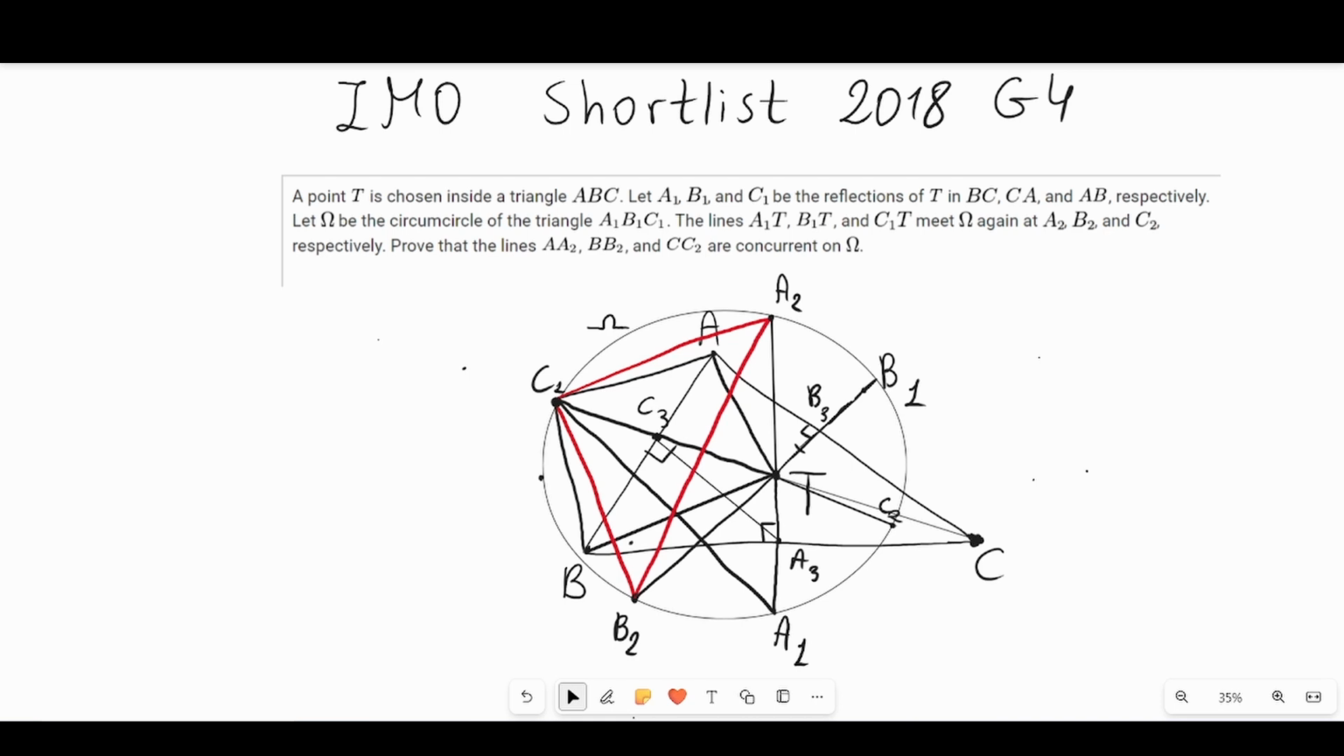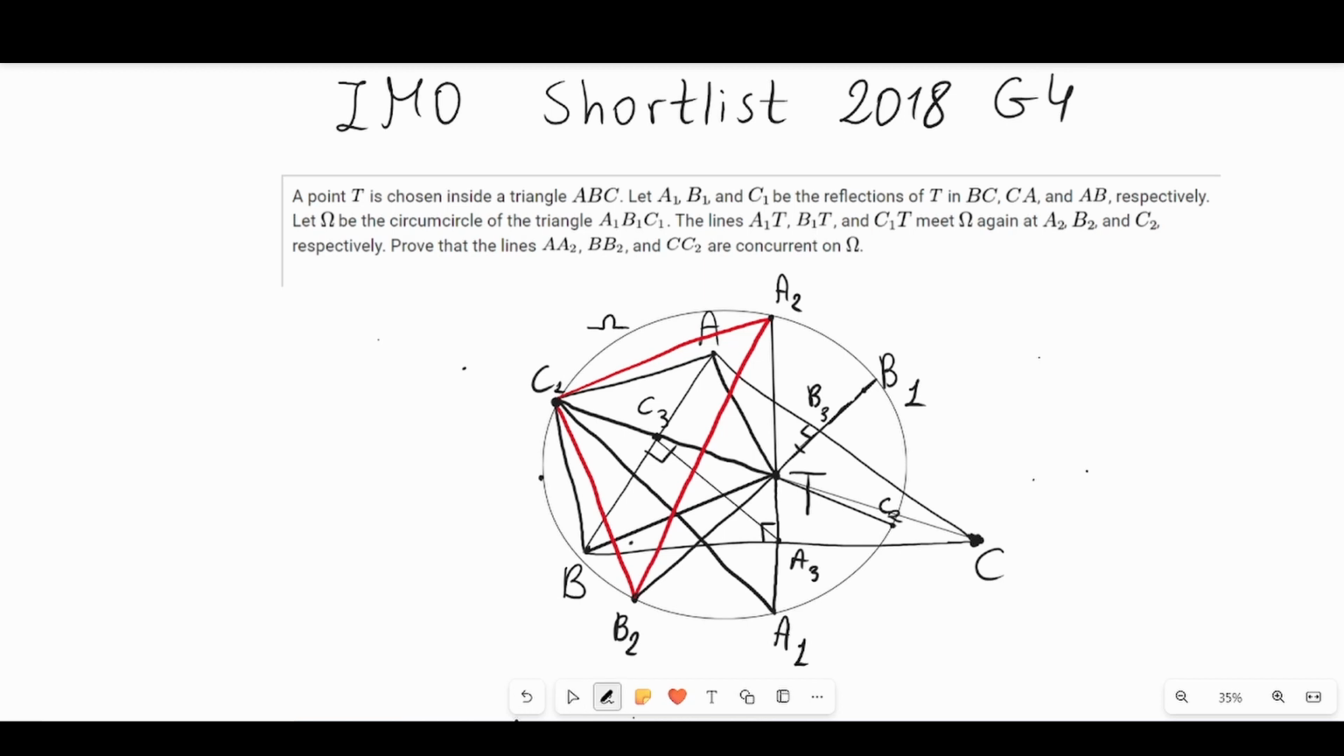We are given any random point T inside the triangle ABC, and it is reflected over every side AC, BC and AB, and C1, B1 and A1 are these points. If we take the omega circle, which is the circumcircle of C1, A1, B1, and take the intersections of A1T, B1T and C1T and call them A2, C2 and B2 respectively, then we need to show that AA2, BB2 and CC2 must concur on this omega circle.